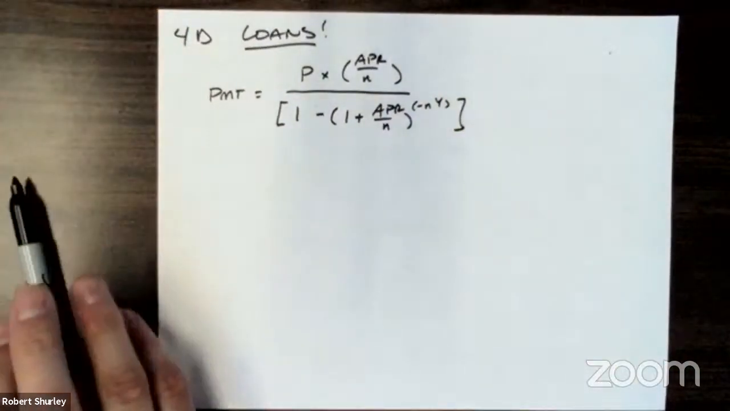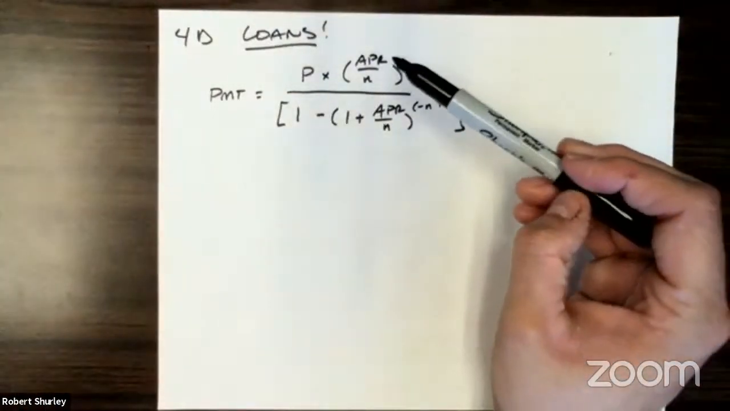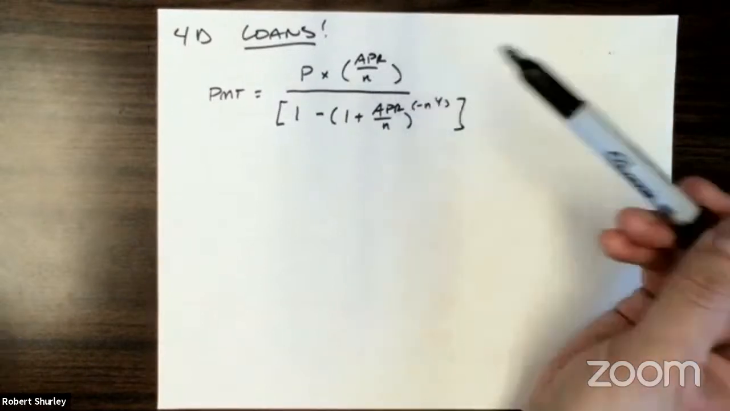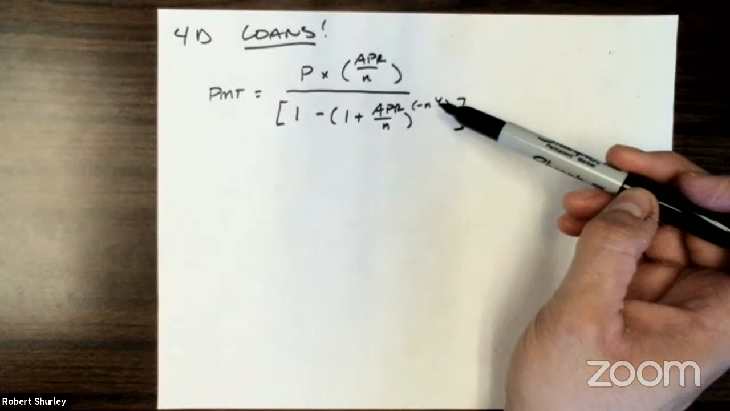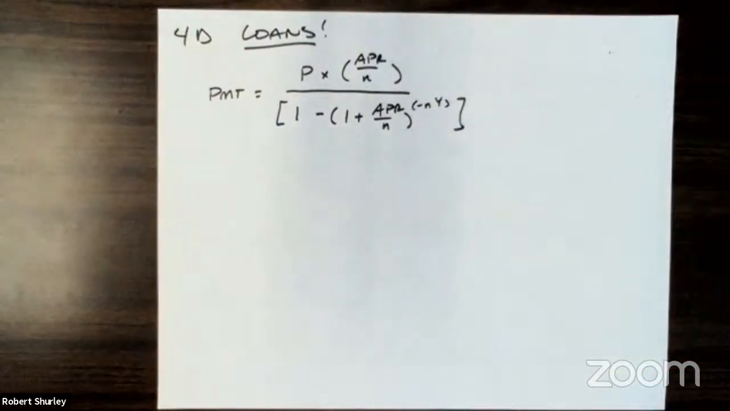Okay, so if we wanted to calculate our payment on a loan, and we know the annual percentage rate, the number of payments we're going to make during the year, and the number of years, we can just pop it into this calculator and we'll get the payment.